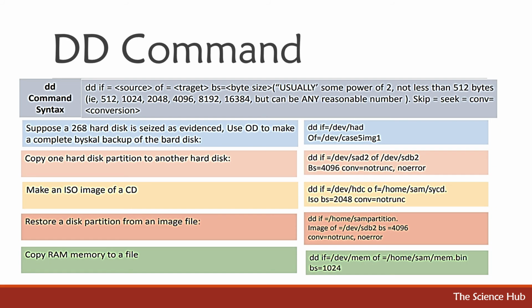DD command. These are the DD command syntax examples. Suppose a 250 GB hard disk is seized as evidence. Use dd to make a complete bit-by-bit backup of the hard disk. Copy one hard disk partition to another hard disk. Make an ISO image of a CD. Restore a disk partition from an image file. Copy RAM memory to a file.